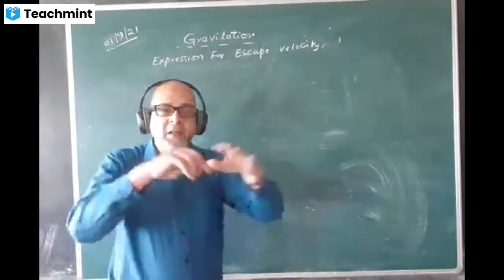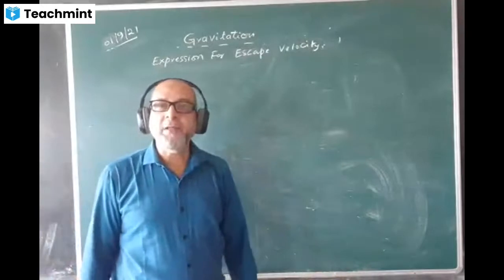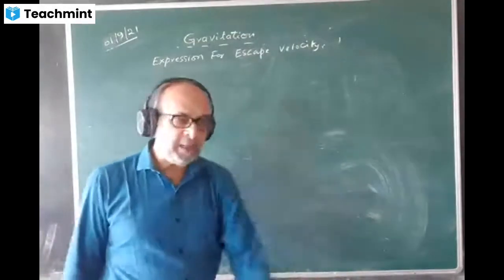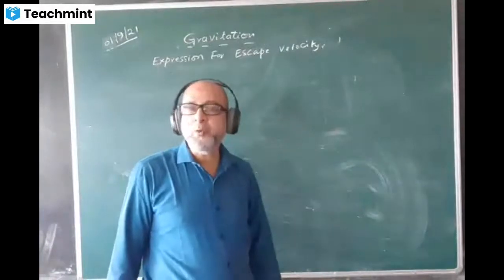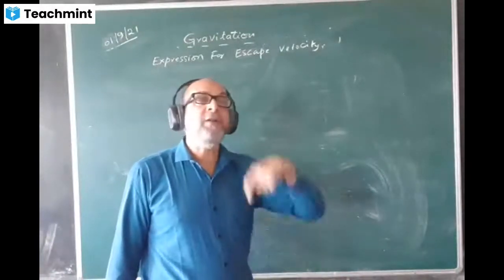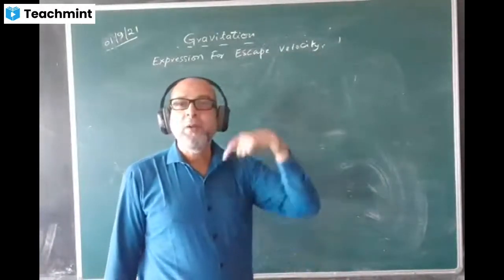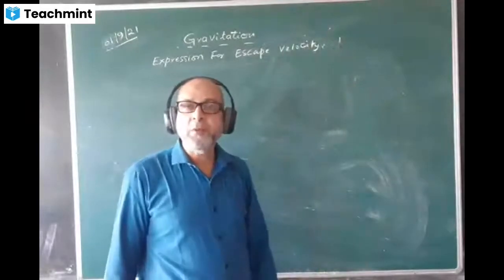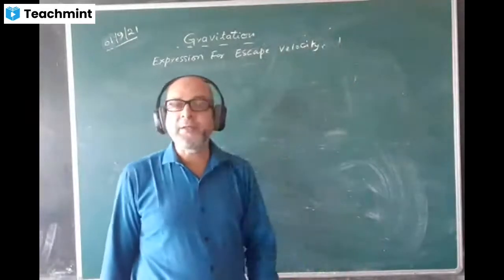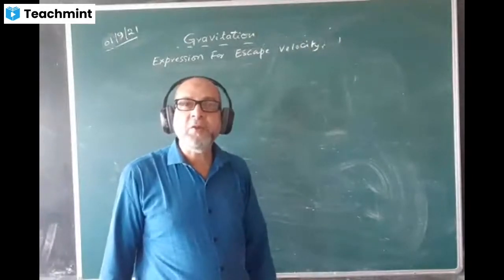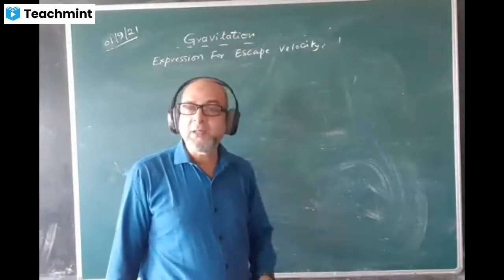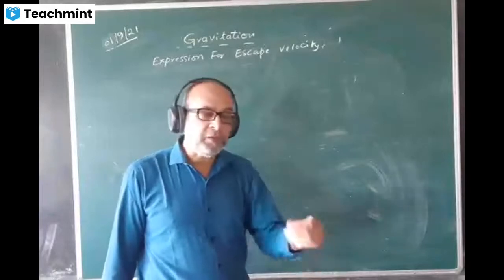Whatever thing is within the gravitational field of Earth will return back. But if the body's velocity is too high, then what happens? The body will not return back. It will go beyond Earth's gravitational pull. Now we are going to find a formula for it, and we'll check the calculation also: what is the escape velocity of a body on the surface of the Earth?